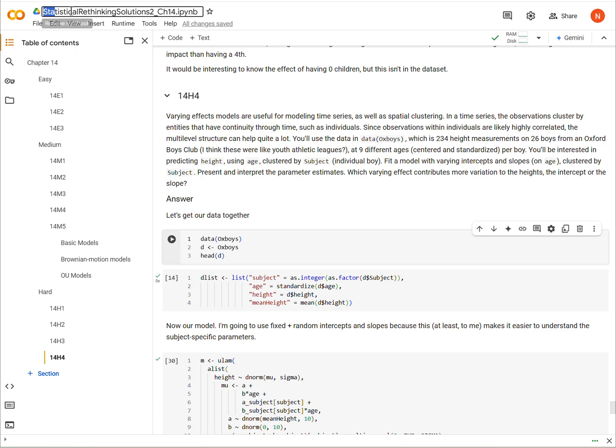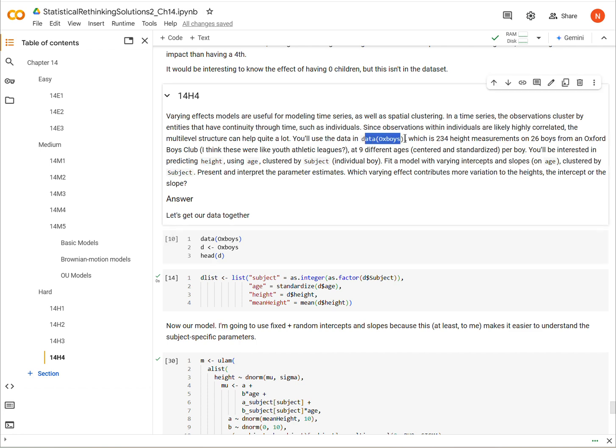Okay, so we are in Statistical Rethinking, second edition, chapter 14, and we're on question 14H4. And I think this and the final two questions all deal with the same data set, so this will be the opening of kind of a series of them here. So what we were supposed to do is to look at a data set called Oxboys, which is a bunch of height measurements of boys at an Oxford boys club or something, and they had measurements taken at different ages, 9 different ages.